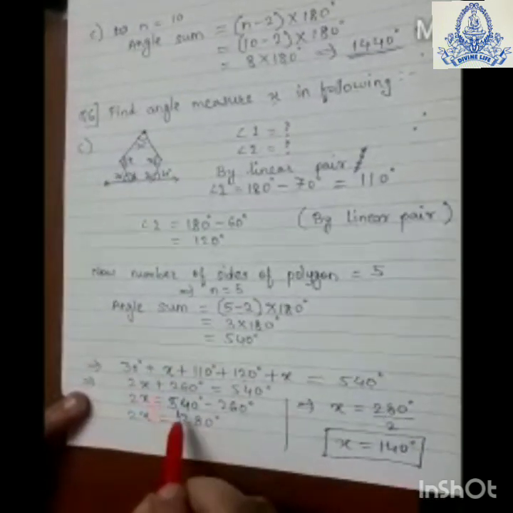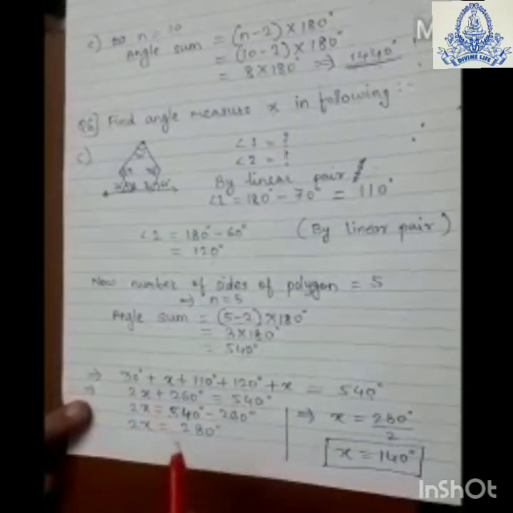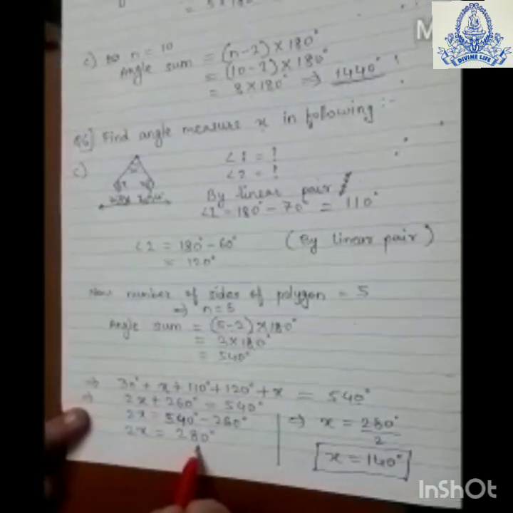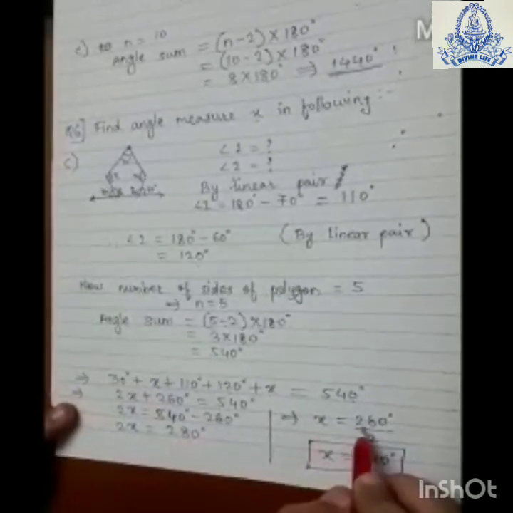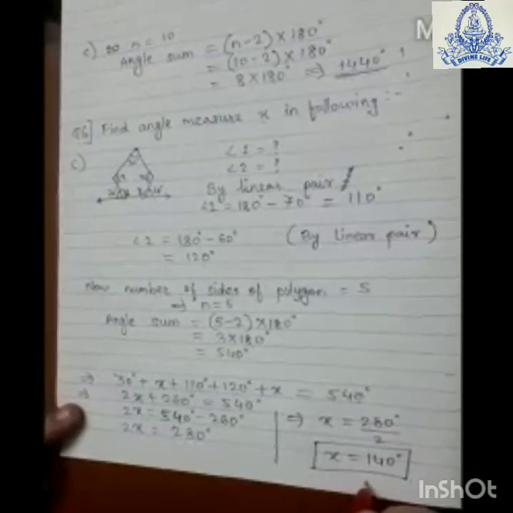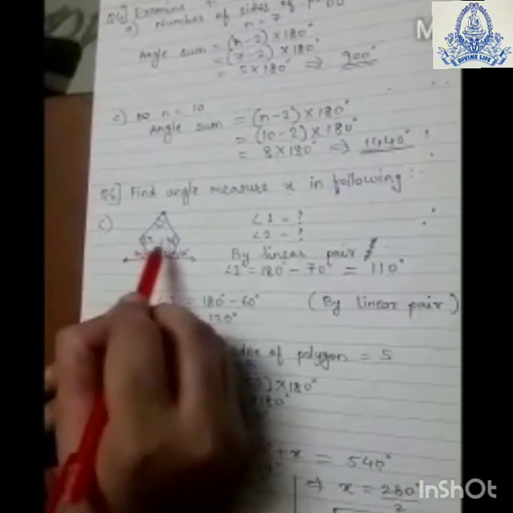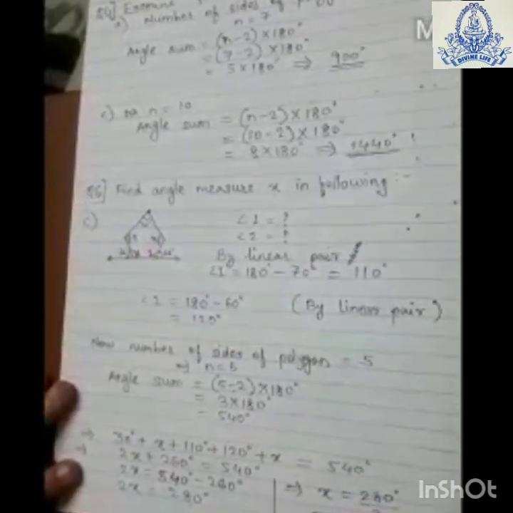So 2x is equal to 540 minus 260 degrees. So 2x is equal to 280 degrees. So x is equal to 280 degrees upon 2, that is x is equal to 140 degrees. And you can see both the x are equal. So x is 140 degrees. Okay. Now see next from question number 6.